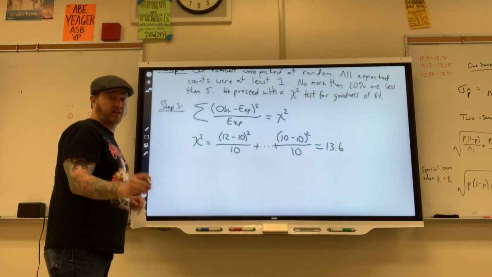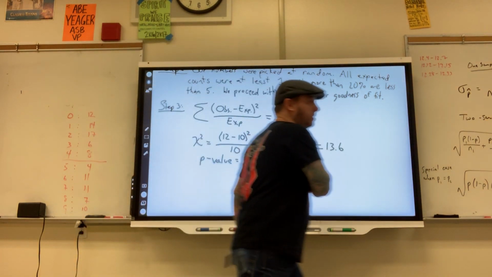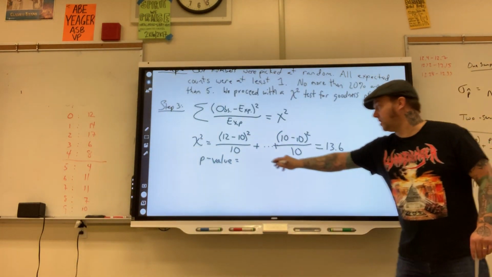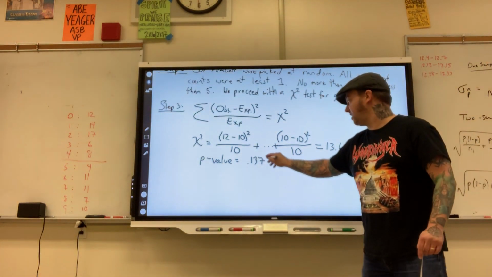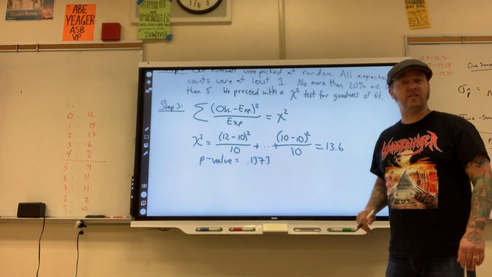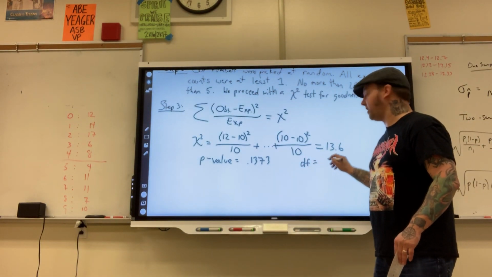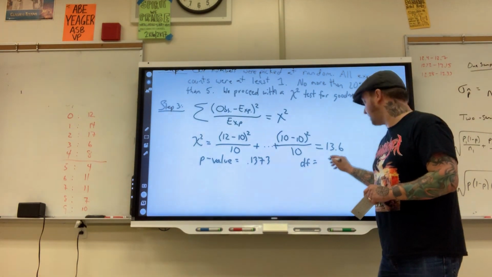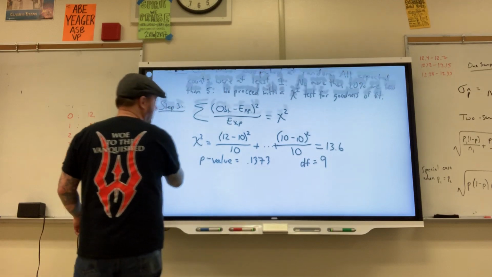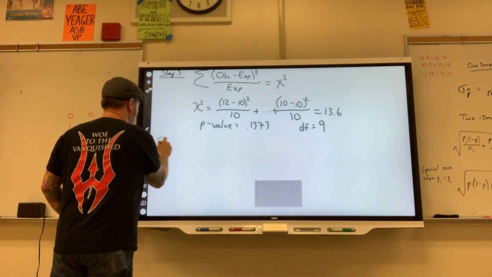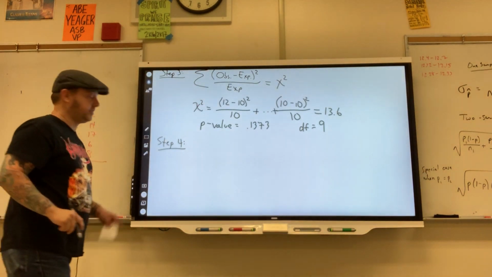13.6. What else do we need? P-value, good. P-value was 0.13728, or we'll just call it 0.1373. We also need degrees of freedom, which was 9. That's correct. Good. Okay. That's it for step 3. Step 4.